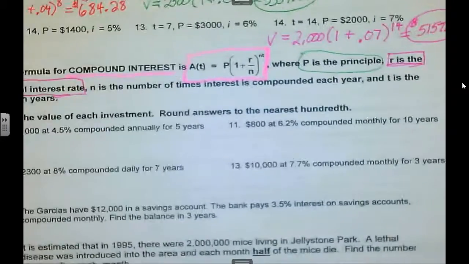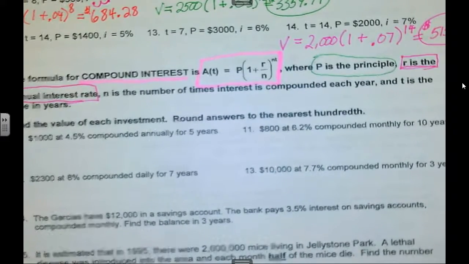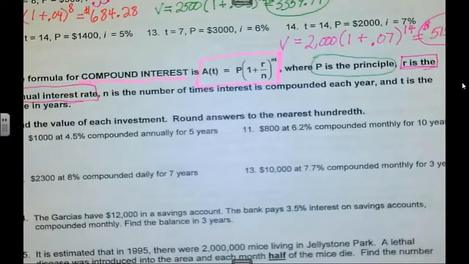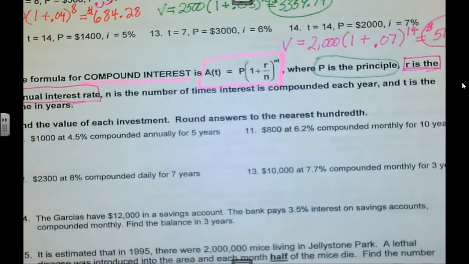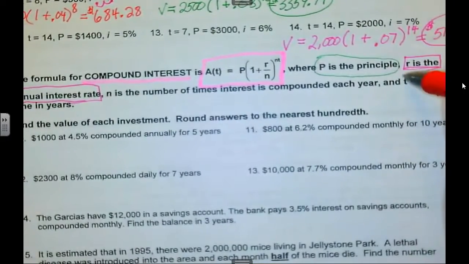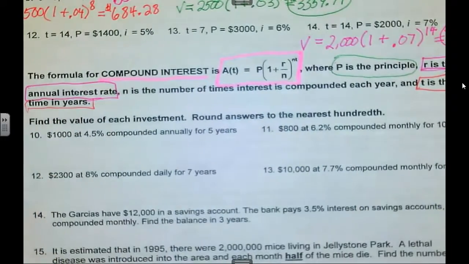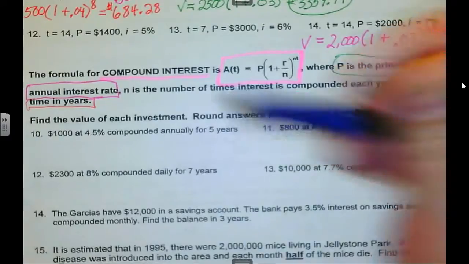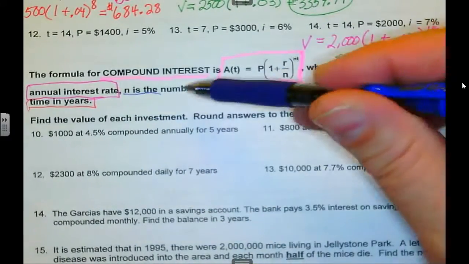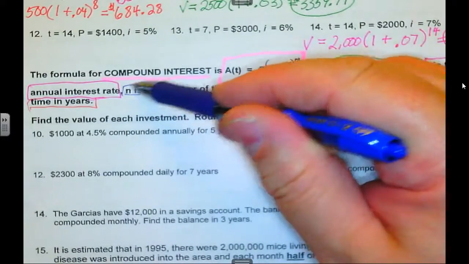And then we have a new variable, N. Now, this new variable is not T, okay? T was the time in years, and it still is. T is the time in years. But we have a new variable, that N. N is the number of times interest is compounded each year. Okay.